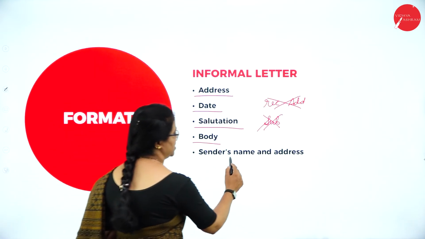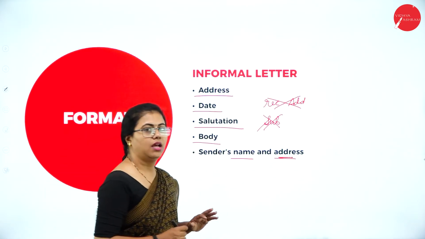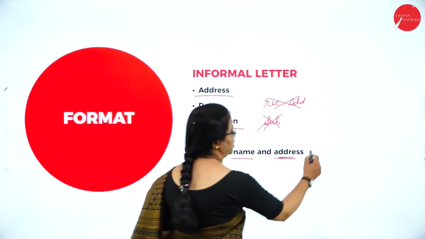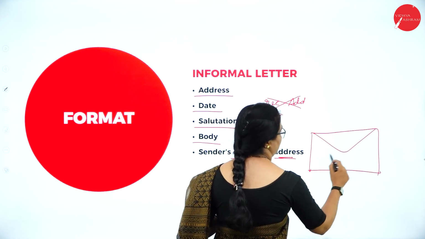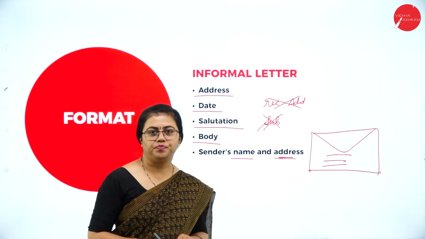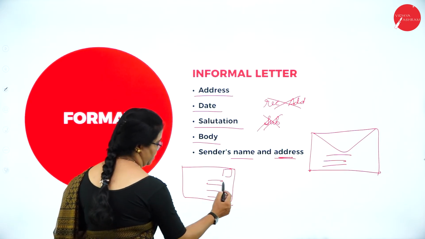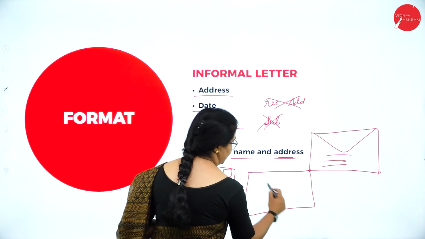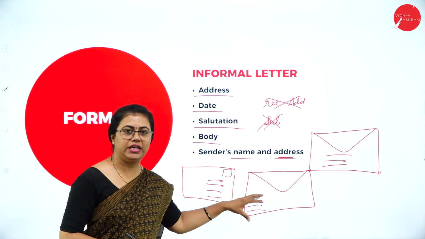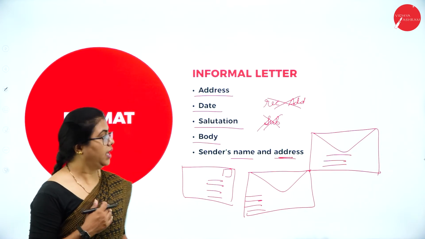Then at last you have the sender's name and address. This address is optional. You can write it or you may leave it out, no issues. The sender's name should be there. So where do you write the receiver's address? You will write it on the envelope. On the envelope you have a place to write the address, right? That place you will use for the address of the receiver. In some places, on the part where the stamp is stuck, you will write the receiver's address, and on the other part, where the stamp is not stuck, you write the sender's address. When you are putting a letter into an envelope, that is the time you need to mention this. So this is the format of an informal letter.